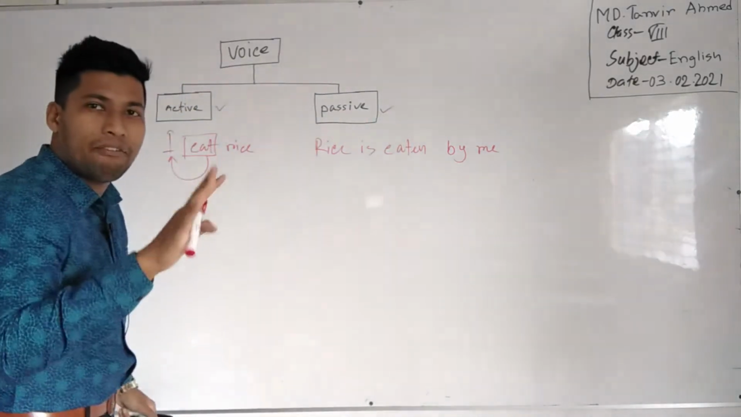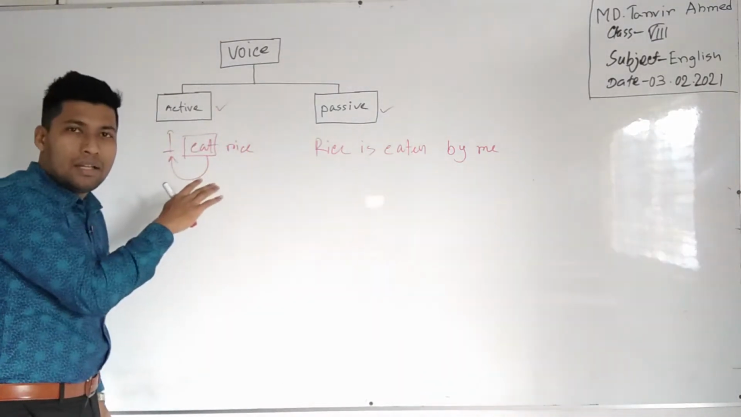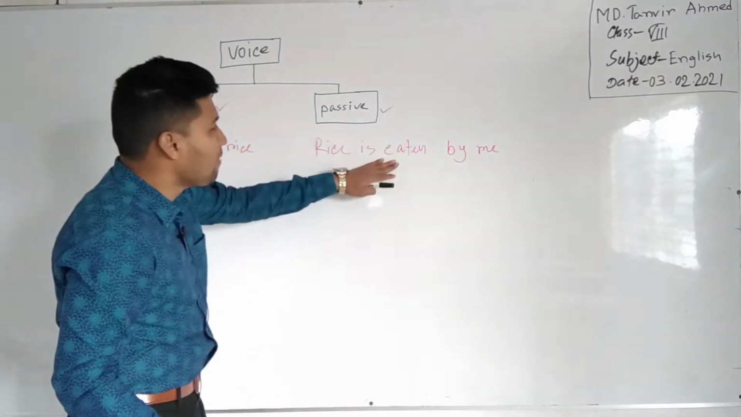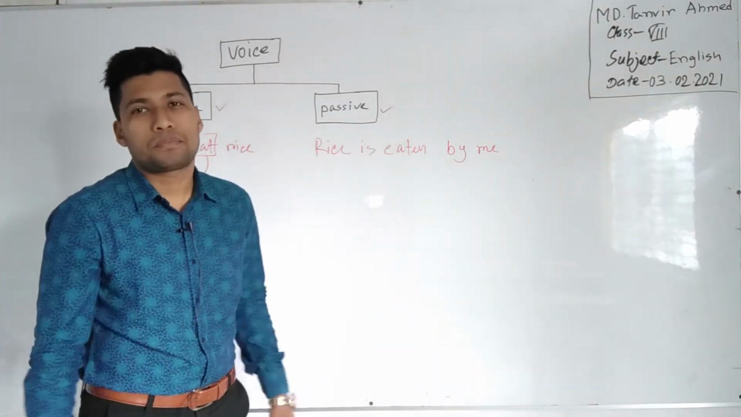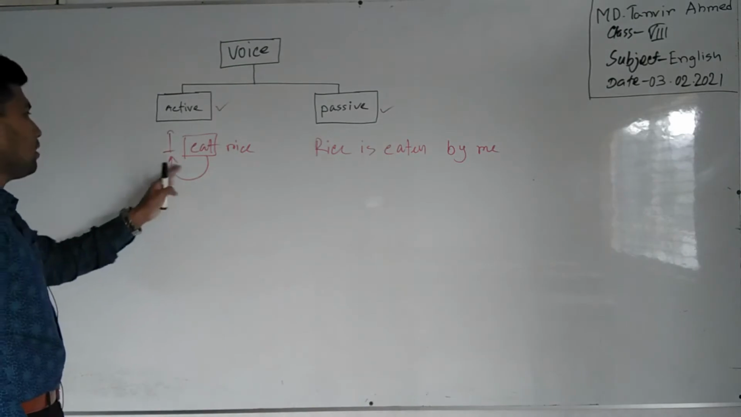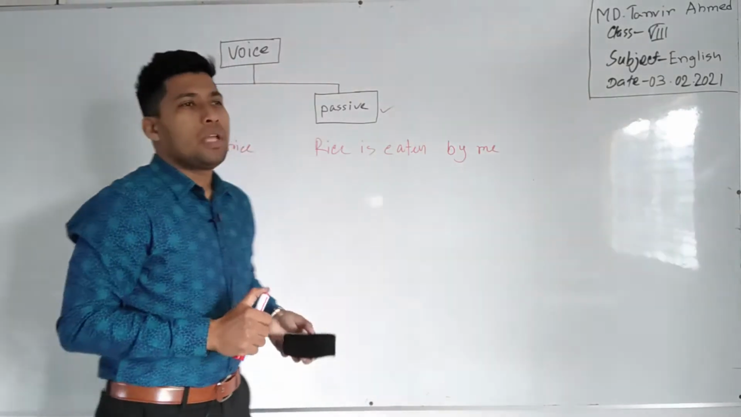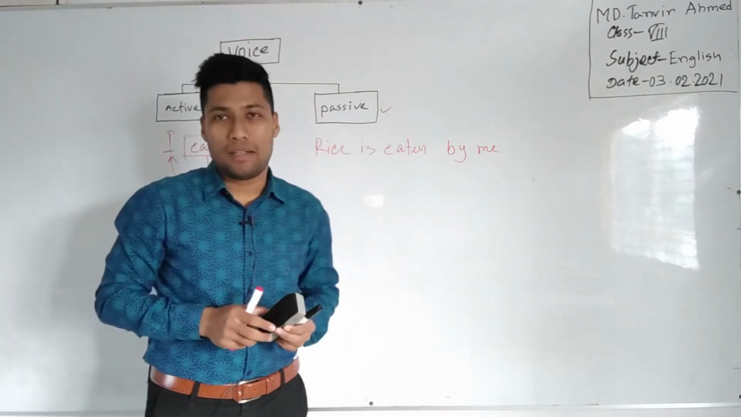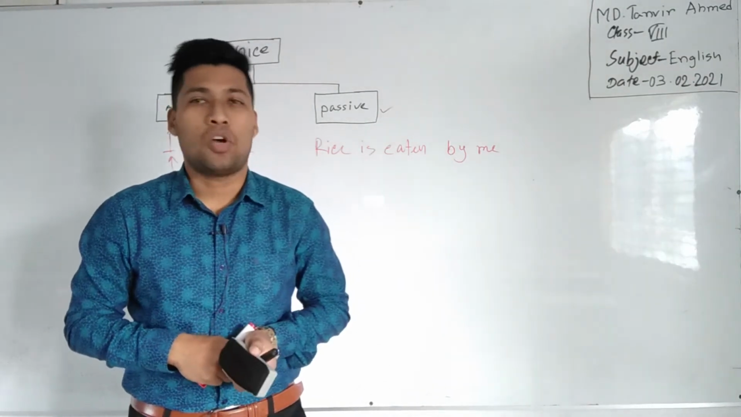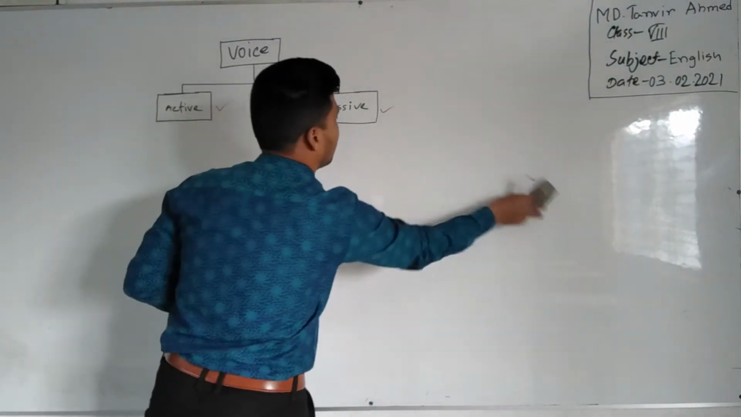So dear students, you can see the differences between these two. Active voice means the subject does the work, that means does the verb, but in passive the subject does not do the verb. "Rice is eaten by me": in the active the subject is I, but here the subject is rice, and rice is not doing the verb. So the very basic clear thing is that in active sentences the verb is done by the subject, but in passive voice it's not happening, okay?